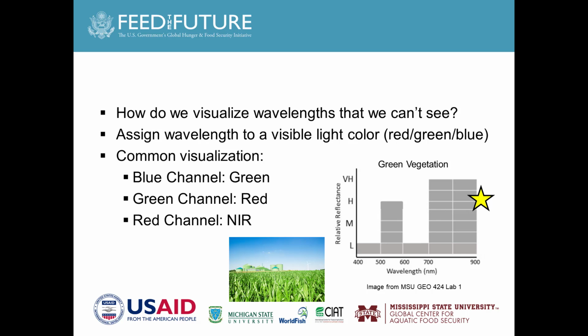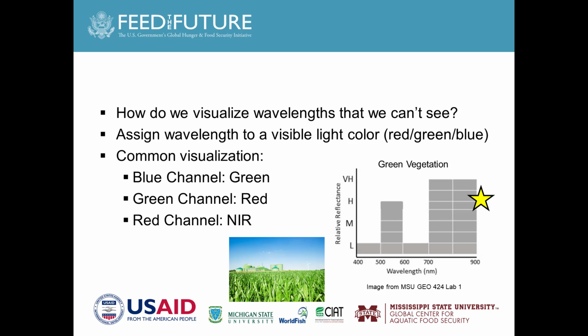So we also have these images called false color images, and these are the result of answering the question, how do we visualize wavelengths that we can't see? If you remember on that spectrum, the visible wavelengths were only a very, very small section of the entire spectrum that we can use. So these false color images assign a wavelength to a visible light color of red, green, or blue.